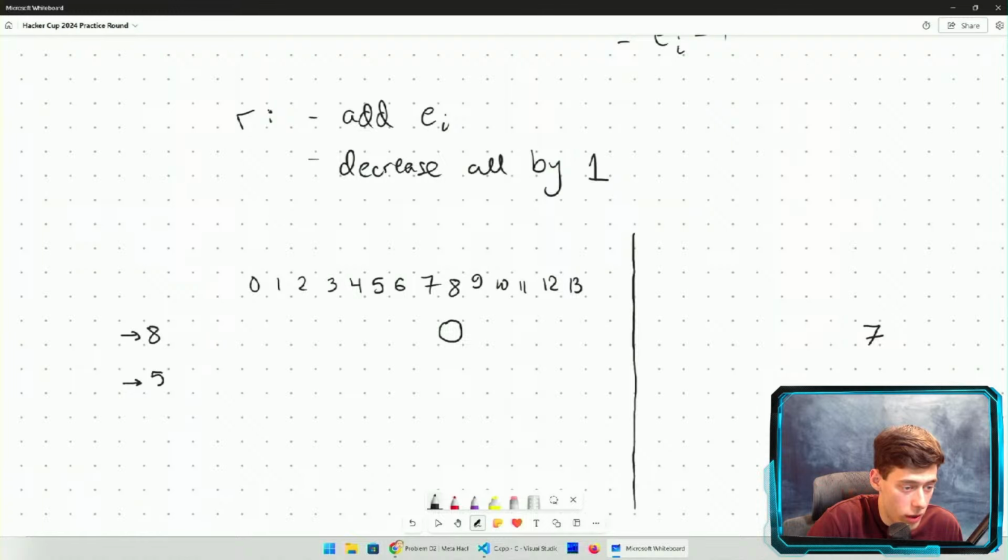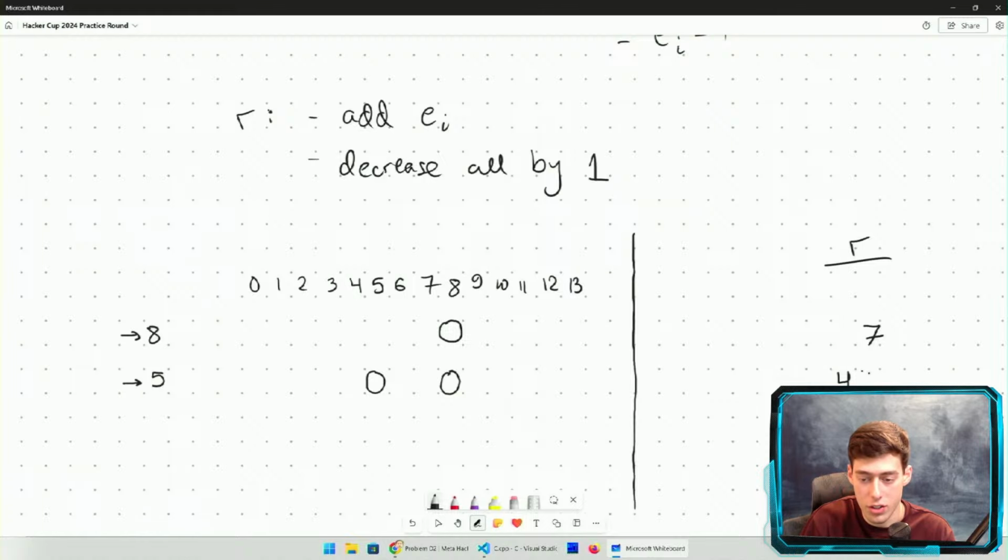Now let's throw a stone with energy 5. This stone, again, stops at 5. This stone's at 8. Everything's simple. Now the new R value that we add, this is the list of R values, is 5, right? It's just the energy. And then we decrease both by 1. So we now get 4 and 6.